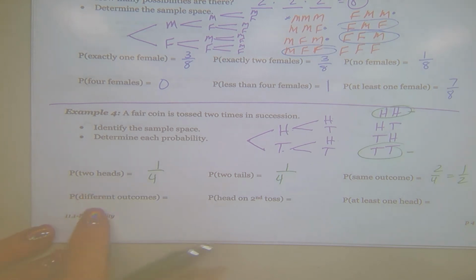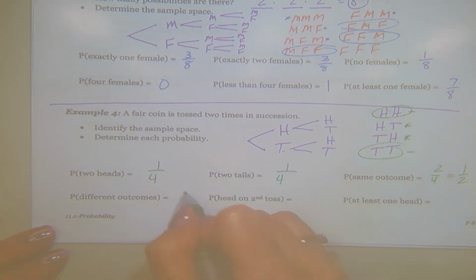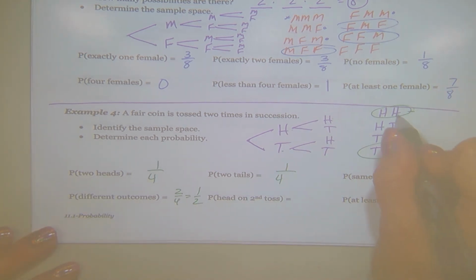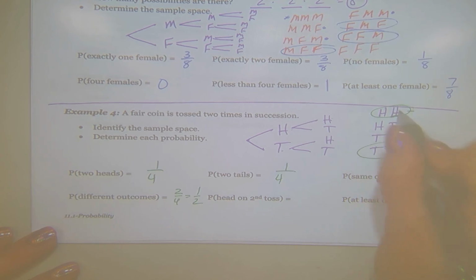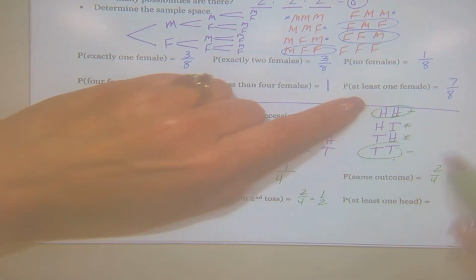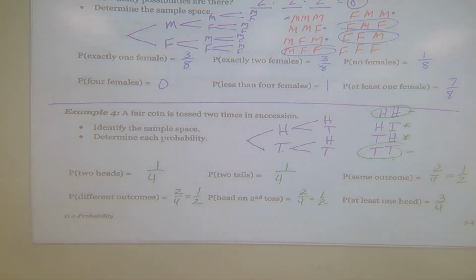What's the probability that I'm going to get different outcomes? Well, that would be 1 head and 1 tail. So that's 2 out of 4, or 1/2. What is the probability that I got heads on the second toss? Oops, that's tails. Heads on the second toss, those 2. So again, 2 out of 4, or 1/2. And then at least 1 head. Well, I got 2 tails this time, so the other 3 have at least heads 1 time.